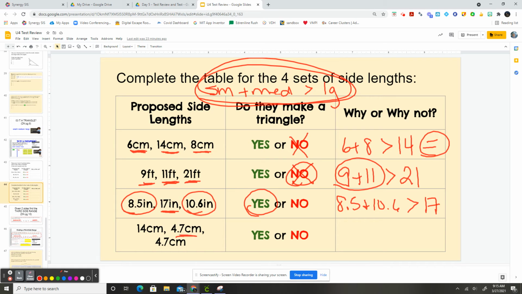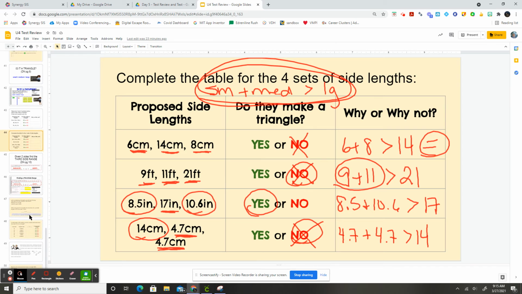And then small plus medium has to be bigger than big. Make sure you see those decimals. A lot of people do 47 plus 47 or 14 plus 47. So those decimals are important. 4.7 plus 4.7 is bigger than 14. And of course, that is also false. Small plus medium is bigger than big. That was learning target 5, I think.